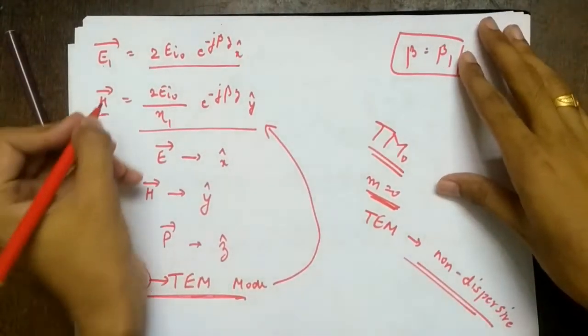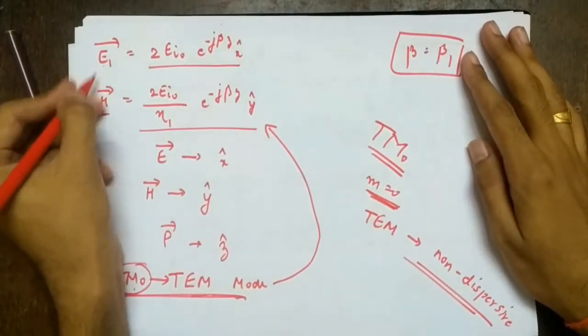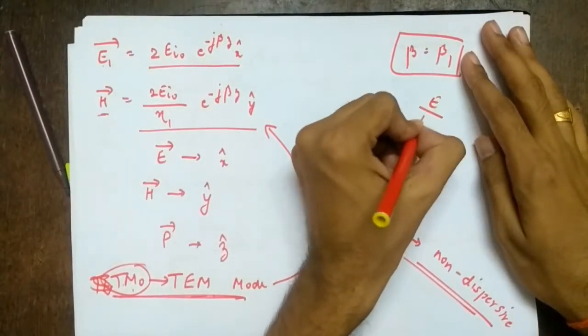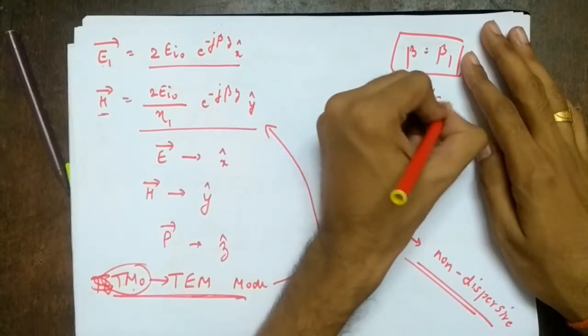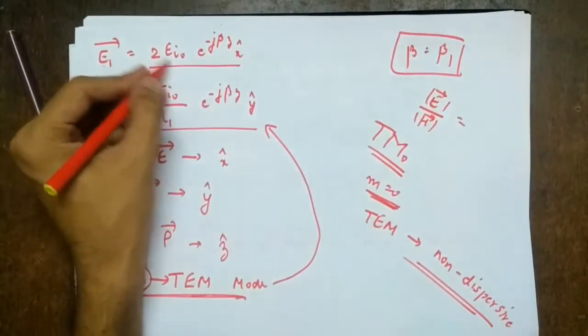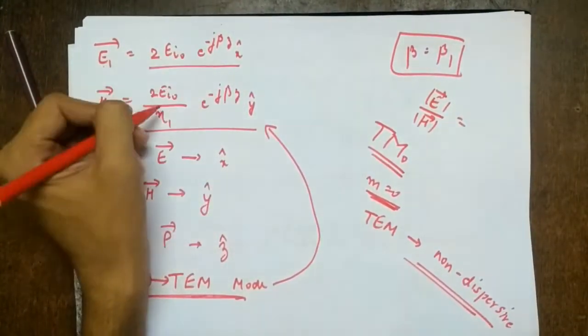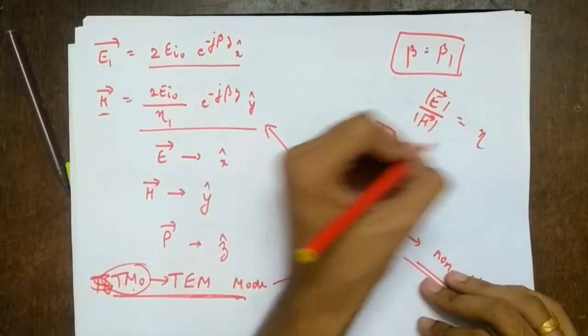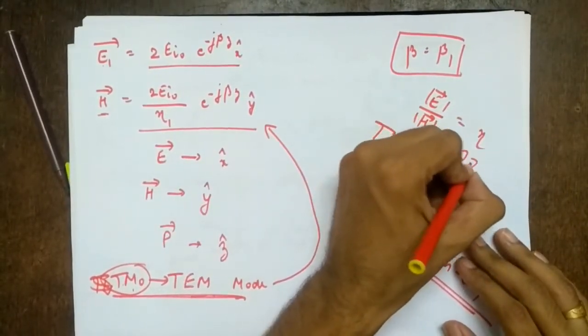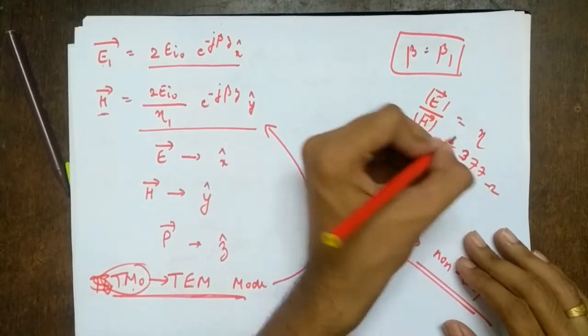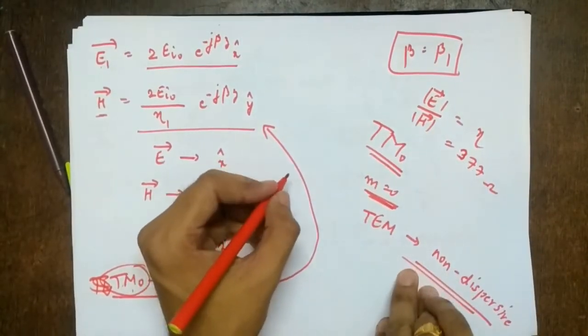Now there is one very interesting thing here. You just take the ratio of E and H. You take E and H magnitude obviously. What will you get? 2A i naught will get cancelled. This will get cancelled. And what you will get? It is nothing but eta. And eta we have seen in the basic electromagnetic course. It is 377 ohms. Right?